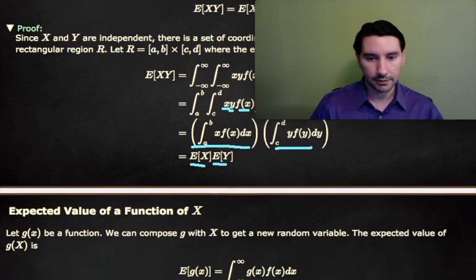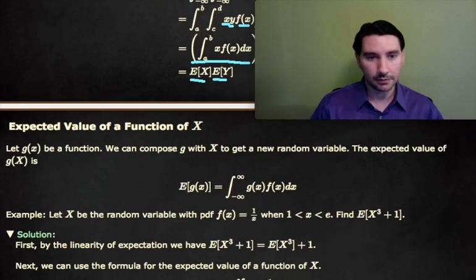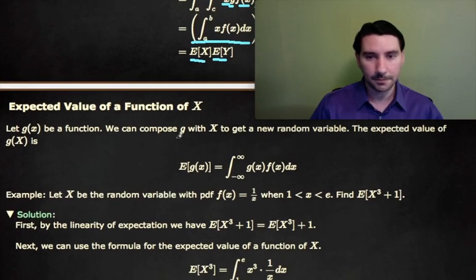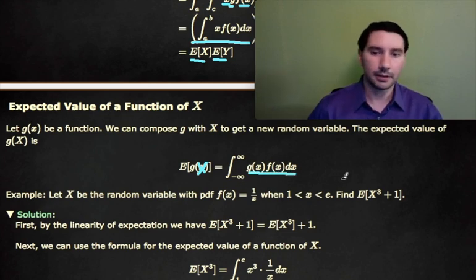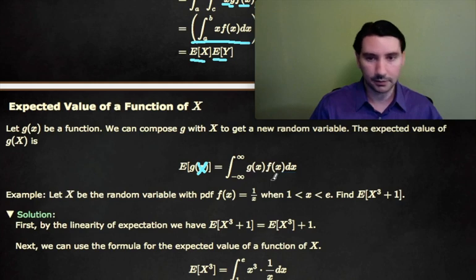And so, in general, something that I've been using above is that if g of x is a function, and we compose g with a random variable capital X, then the expected value of g of X is, oops, this should be a capital X here, the integral from negative infinity to infinity of g of x times f of x dx. And that's because the random variable g of X is going to take the value g of little x whenever the random variable capital X equals little x.